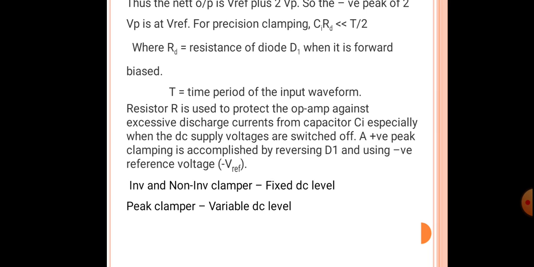Resistor R is used to protect the operational amp against excessive discharge currents from the capacitor C, especially when the DC supply voltages are switched off. A positive peak clamping is accomplished by reversing D1 and using a negative reference voltage. The main difference between the peak clamper and the positive and negative clamper is that positive and negative clampers have a fixed DC level and the peak clamper can have a variable DC level.